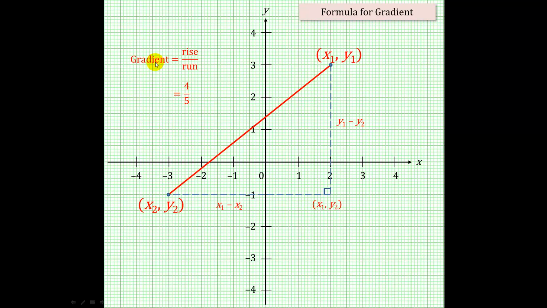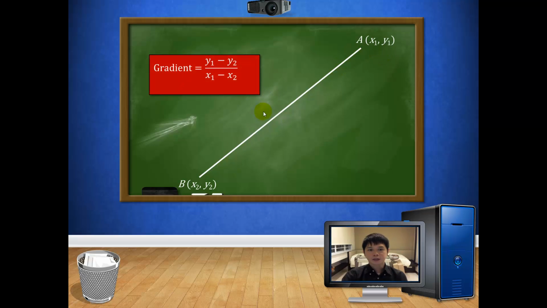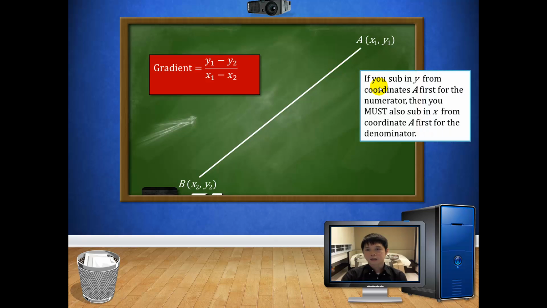Since the formula for gradients is equals to rise over run, we will have y1 minus y2 over x1 minus x2. The formula to find the gradients of a line segment given the coordinates of its endpoints is y1 minus y2 over x1 minus x2. It is very important that you take note of this. If you substitute y from the coordinates A first for the numerator, you must also substitute x from the coordinates A first for the denominator. Please memorize this formula by the end of this lesson.